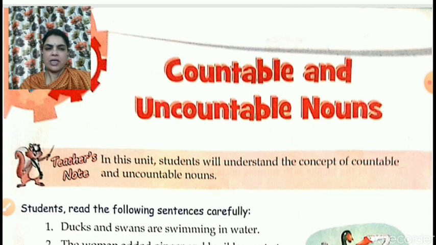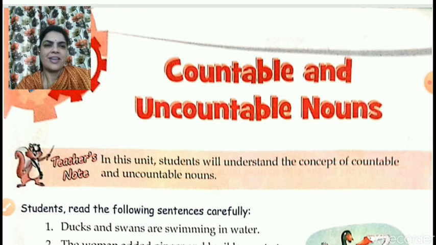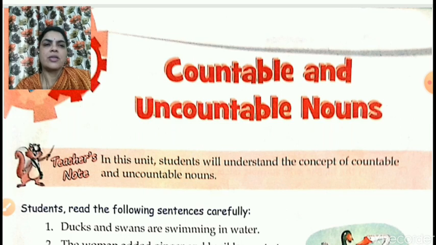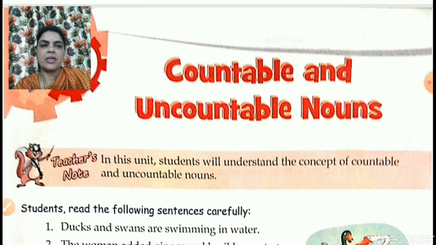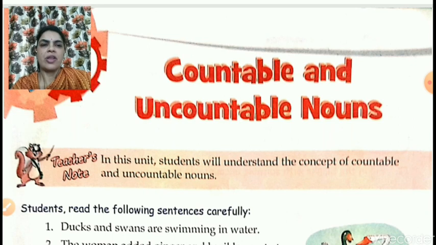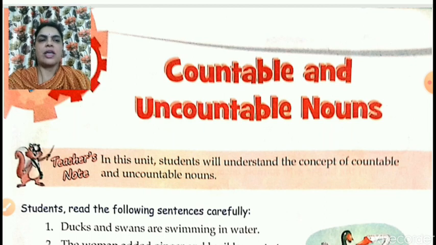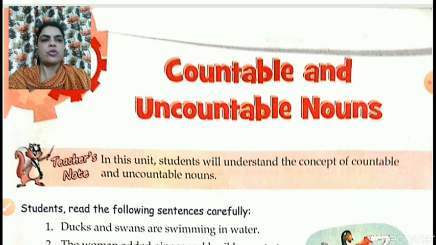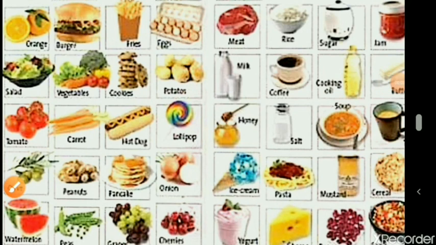Students, today I'm going to start Unit 10 of your English grammar book, Countable and Uncountable Nouns. Those of you who have English grammar books, please turn to page number 37. We'll be doing countable and uncountable nouns. Students, today our topic is countable and uncountable nouns.